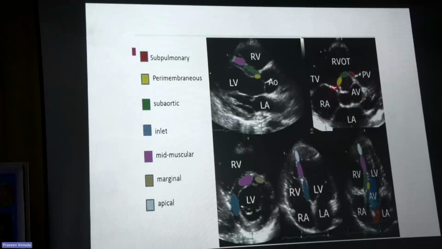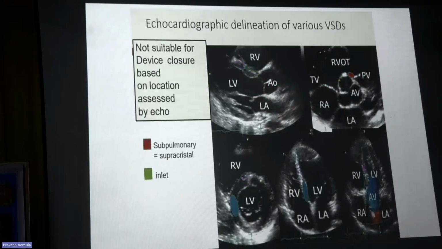You should know in the PSAX what comes at 10, what comes at 2. So that if you are outwards here, outlet, it will be an outlet VSD, a subpulmonic VSD, while this is an inlet extension, or this is a perimembranous. So you can have all of these in various sizes and shapes. But generally, the perimembranous are the ones that are more suited for device closures.